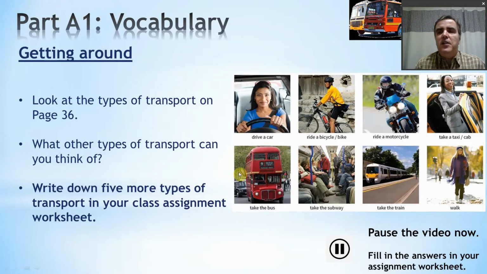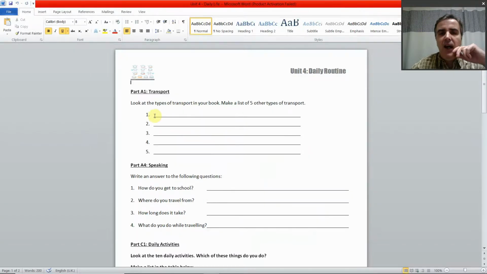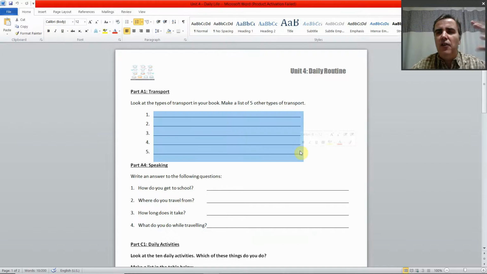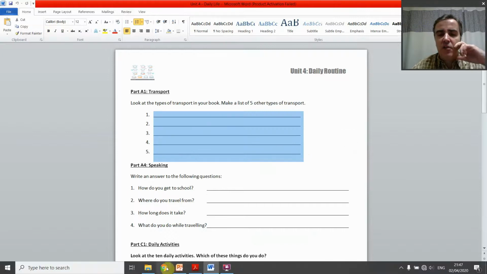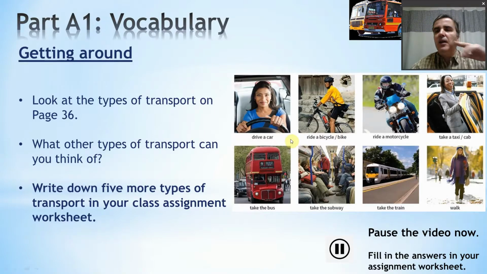So the first thing we're going to do today in your assignment worksheet is take some time to think. And I want you to try and write down 5 other types of transport. So remember, I don't want you just to write these types of transport. I want you to think of 5 different ones. For example, spaceship. Now, maybe we don't use a spaceship every day, but some people do use a spaceship to travel from one place to another. So, everybody pause the video now, fill in the answers in your worksheet, and then you can restart the video.